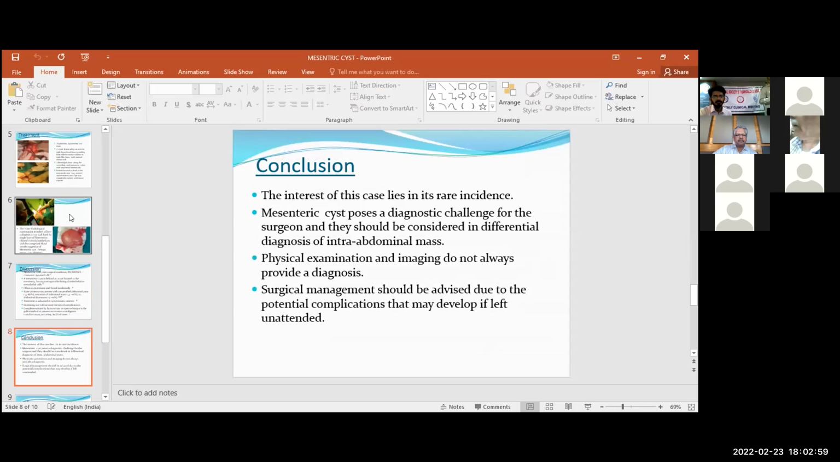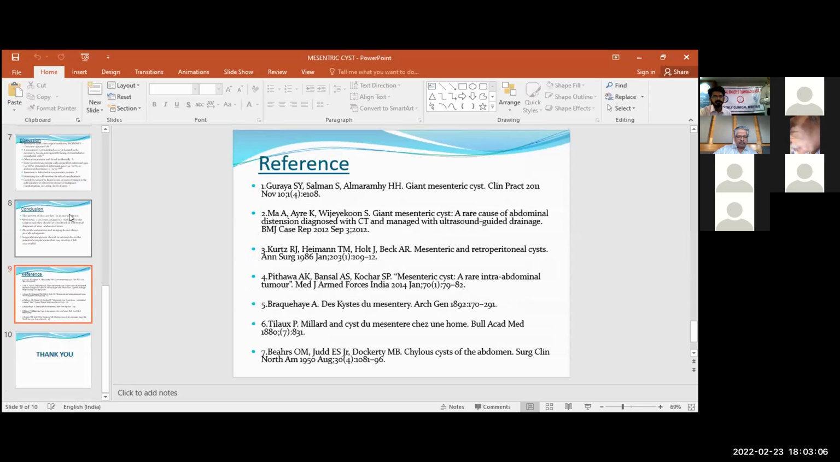Physical examination and imaging do not always provide the diagnosis. Surgical management should be advised due to the potential complications if untreated. These are my references. Thank you.